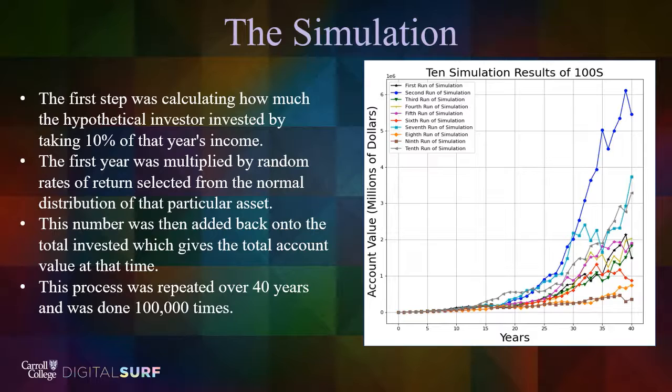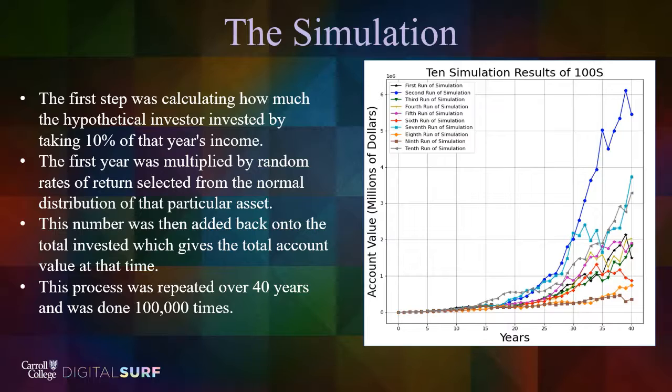To create a simulation for the hypothetical investor, Python was used. The first step in this process was calculating how much the hypothetical investor invested by taking 10% of that year's income. After this was imported into the notebook, the first year was multiplied by random rates of return selected from the normal distribution of that particular asset.